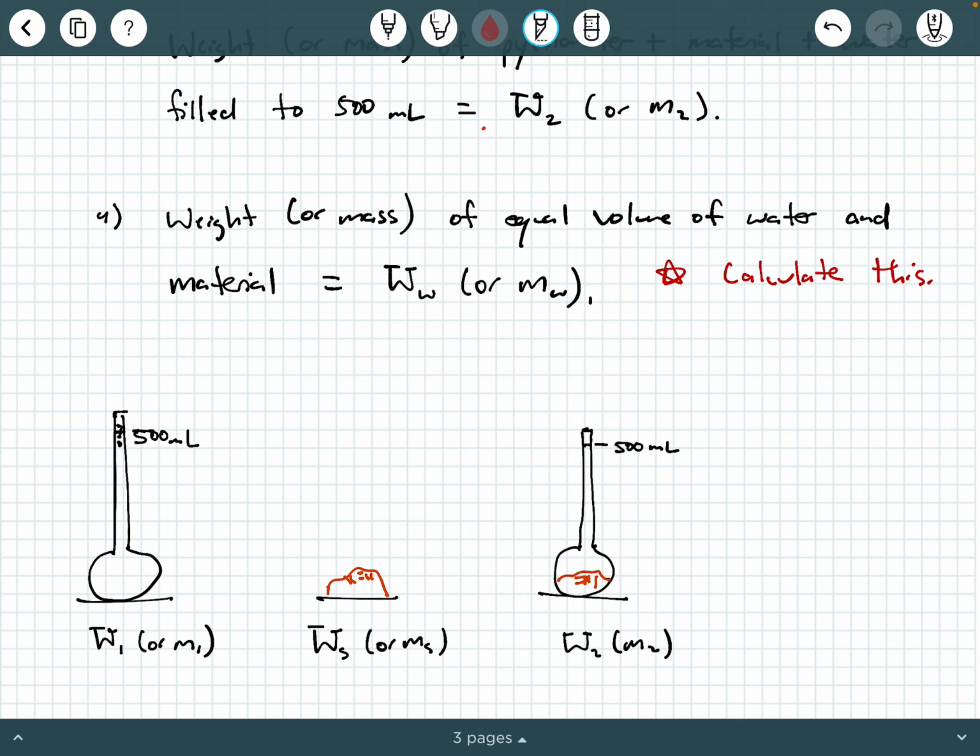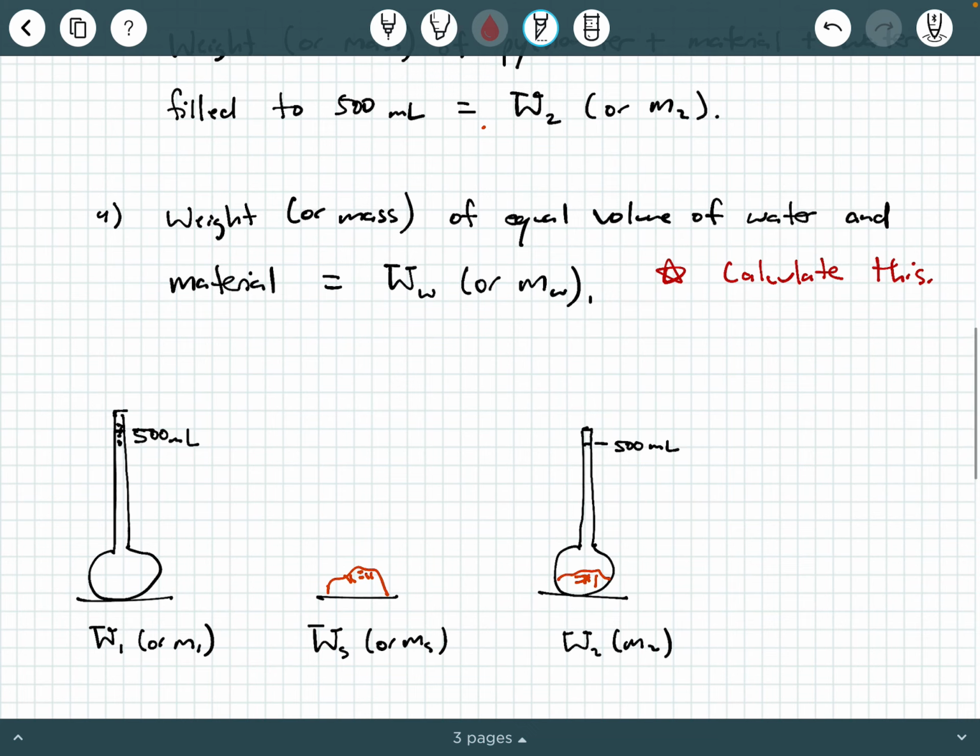Now, before you just put that in the pycnometer, of course, you need to empty out some of this water. Otherwise, you're going to get water kind of shooting out the top here and spewing out. So you need to empty out some of this water to physically make room to put this dry material into the pycnometer. And then you're going to weigh this pycnometer that includes your dry material, which is now wet, of course, and then filled back up to the 500 milliliter mark with water. And you'll get that weight as W2, or M2 if you get the mass version of it.